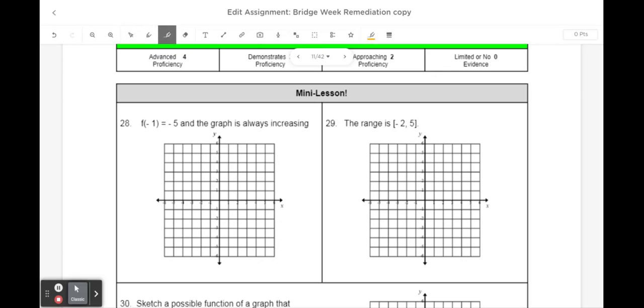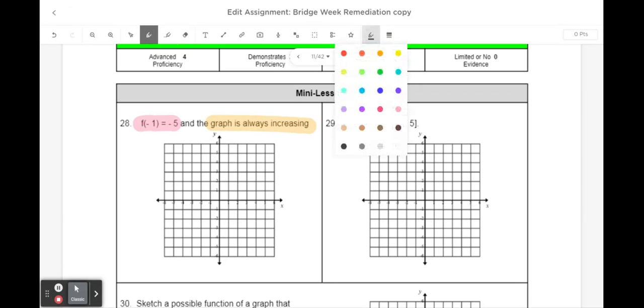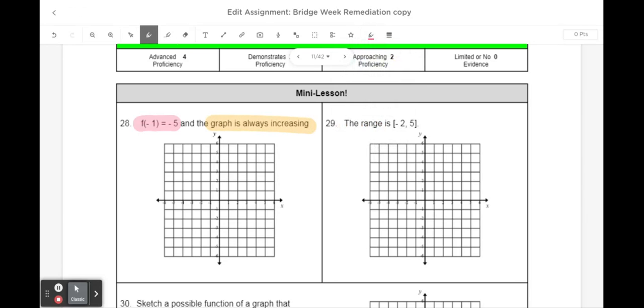On this first problem, if I read through the instructions, there are two important pieces of information. The first thing that it says here is that f of -1 is equal to -5. And the second thing that it says here is that the graph is always increasing. So let's start with what f of -1 is equal to -5 means. When you see this, it's telling you a point on a graph.